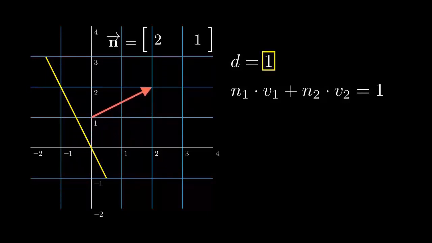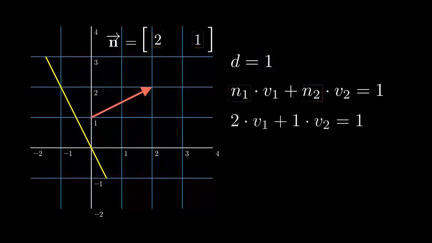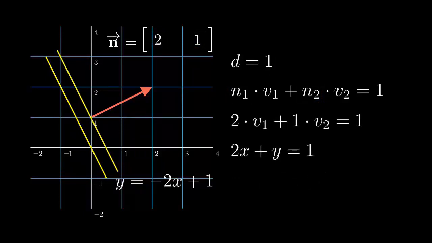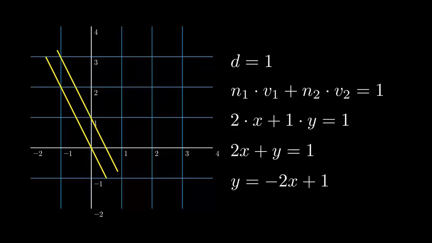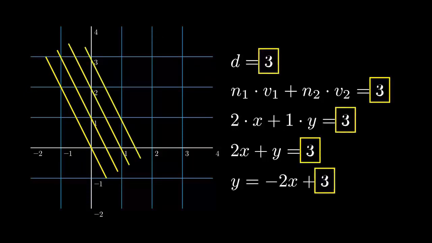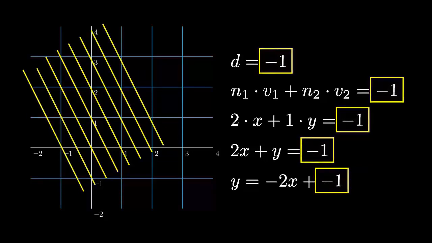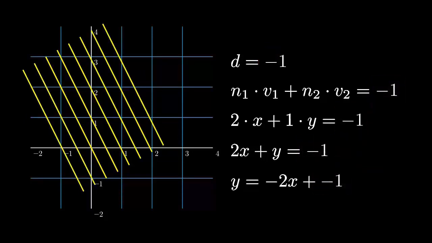The location is related to the d of the plane equation. Plug the components into the equation. You get a line equation. This line is also perpendicular to the normal. The same story for other d's. They are a stack of lines. You put small arrows to indicate the d's increasing direction.